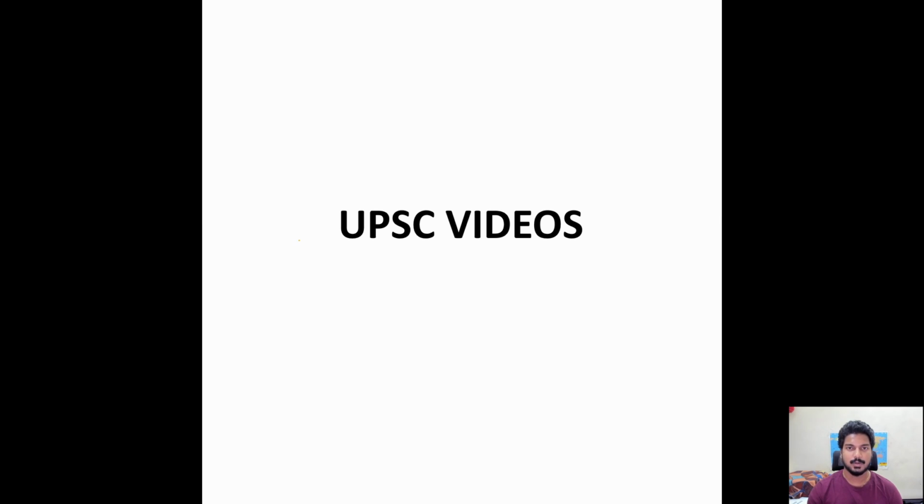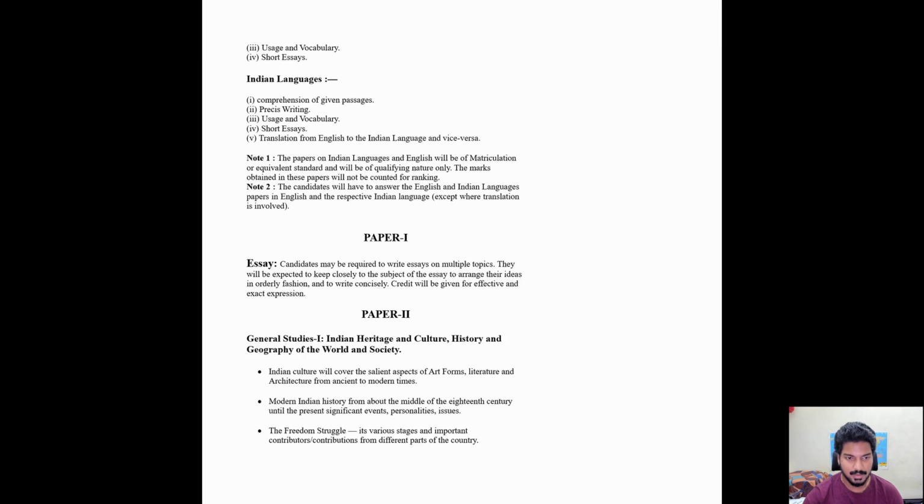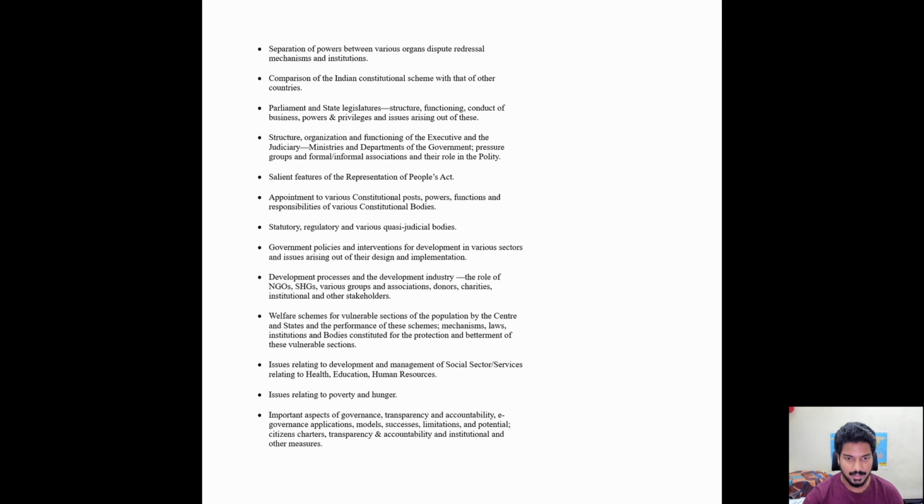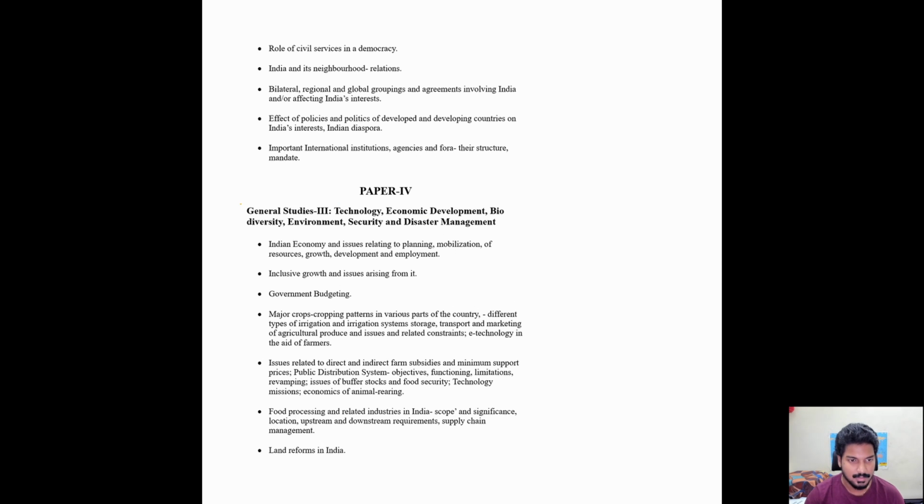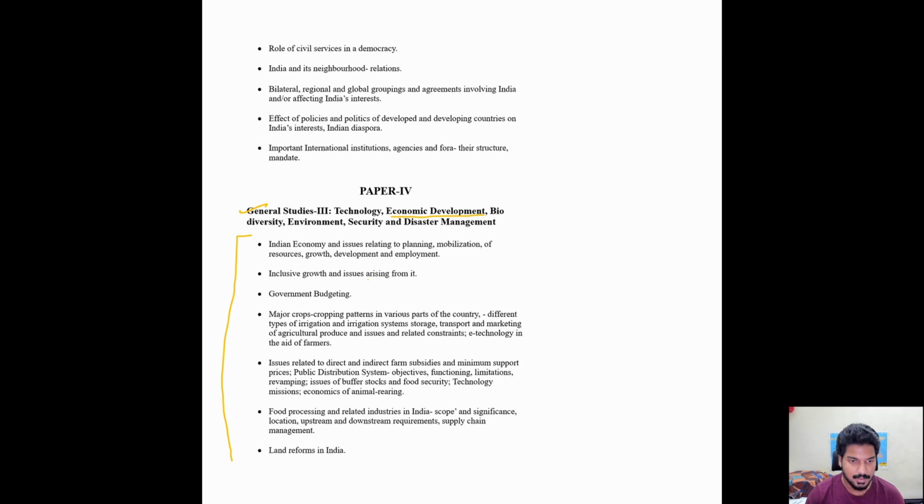The first subject we'll be looking into is economy. So let us look into the syllabus. Economy is given under General Studies Paper 3 under the heading Economic Development. So here it is. Topics which specify economy are given till investment models. So let us look into those topics as fast as we can.